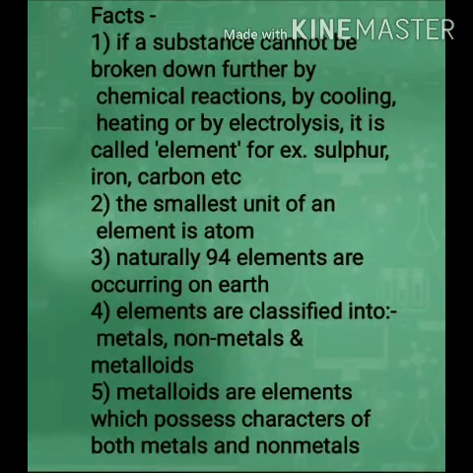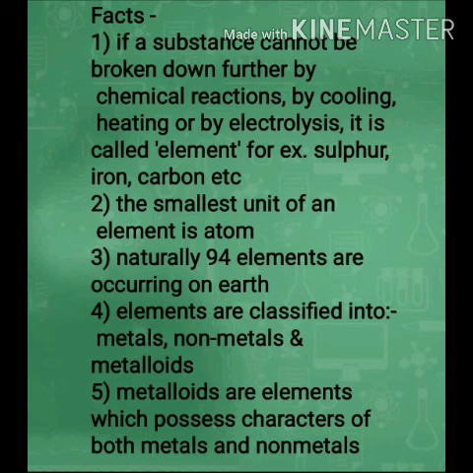And at last I will conclude the chapter with some facts related to the chapter. First, if a substance cannot be broken down further by chemical reactions, by cooling, heating or by electrolysis, it is called an element. For example, sulfur, oxygen, nitrogen, iron, carbon, all these are elements. The atom is the smallest unit of an element. Naturally, on Earth, a total of 94 elements occur.